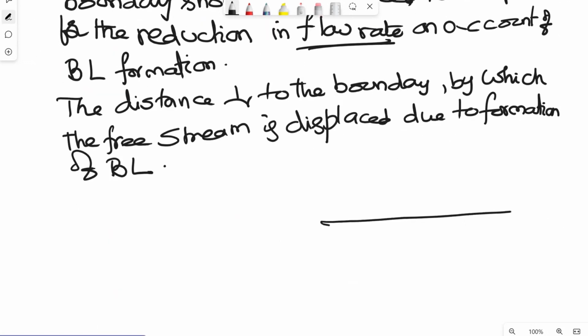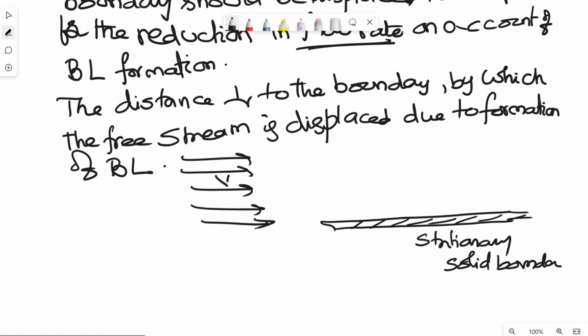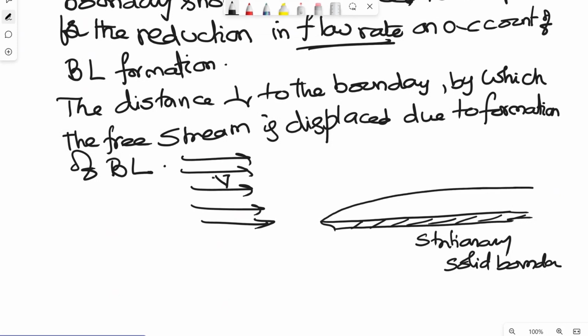Suppose I am taking this as a solid boundary. A glass plate, you imagine that, right? This is a stationary solid boundary. Now this is the free stream velocity. Now this is how the boundary layer has formed. So now what has happened here? The velocity is zero. Then the velocity is zero means what happens to flow also? Zero. Then velocity is less, flow also less. So what happens in this region? The flow is basically reduced. That is what precisely he has mentioned.